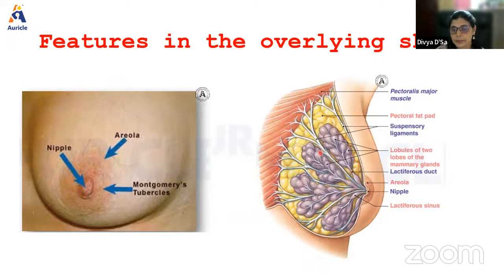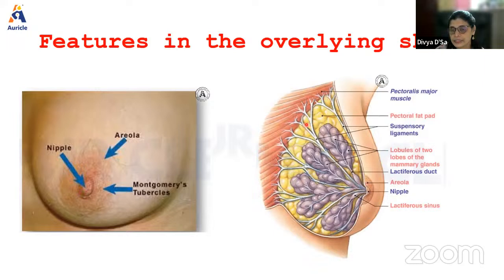Okay, the stroma is made up of fibrofatty tissue as well as the glands. So in a lactating woman, these glands are well developed, whereas in a non-lactating woman, it is more of fibrous tissue and fat. These fibrous tissues will anchor the mammary gland to the underlying fascia, that is the deep fascia, through these ligaments, which we call the suspensory ligaments of Cooper.